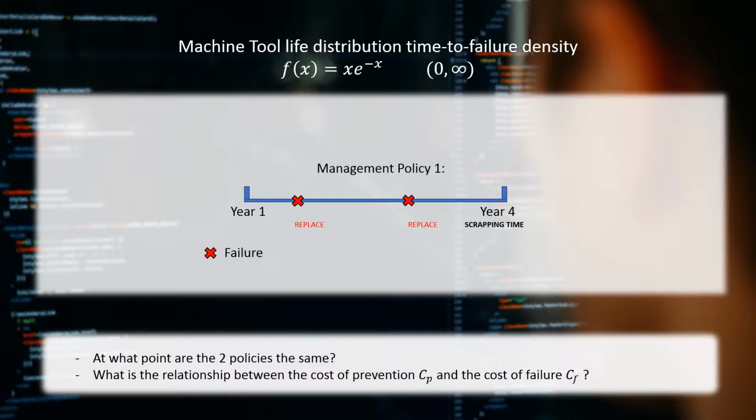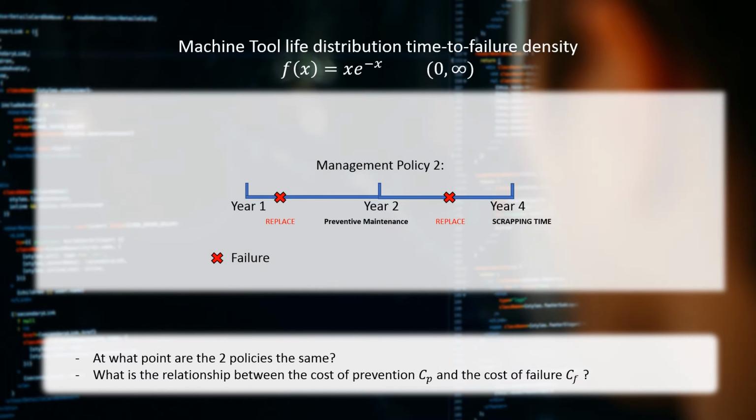We want to run 5,000 simulations of 2 different policies to see which one is the most cost effective. So the first policy here, we are replacing the part whenever it fails over the 4 years until its scrapping time. Now the second is different from that in that we're replacing the failures during the first 2 years and then going to make a preventive replacement 2 years from now. So following that preventive replacement, the part is replaced on failures occurring during the second half of the 4-year span. So we're going to find at what point the 2 policies are the same and what's the relationship between cost of prevention and failure.